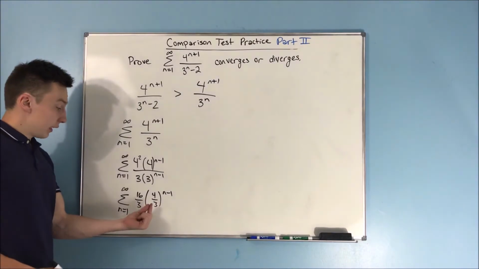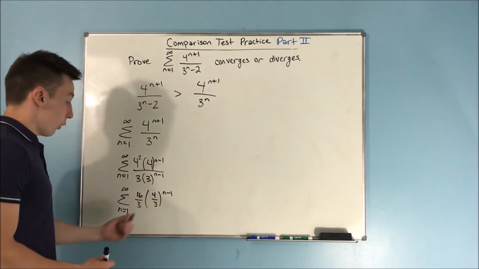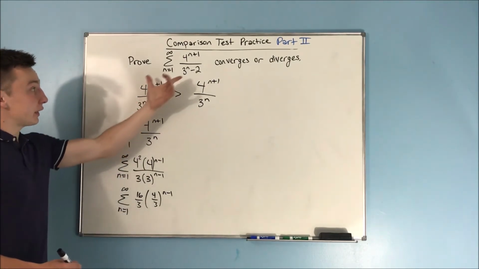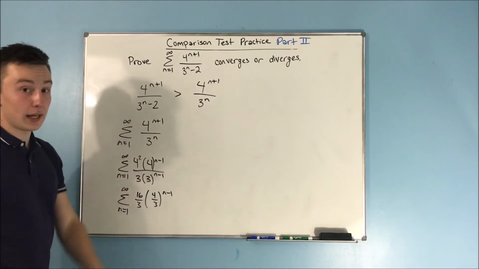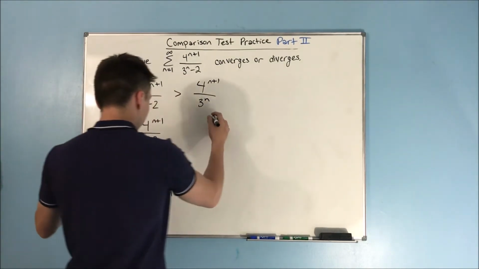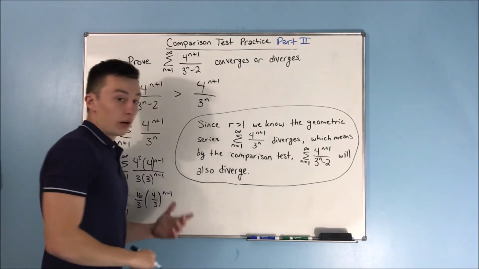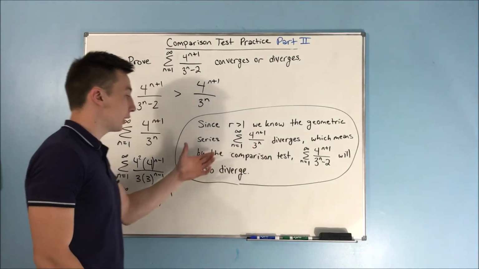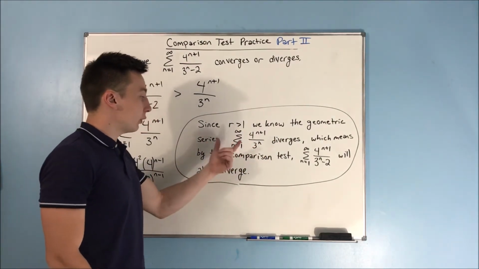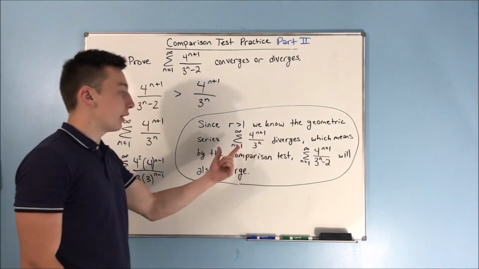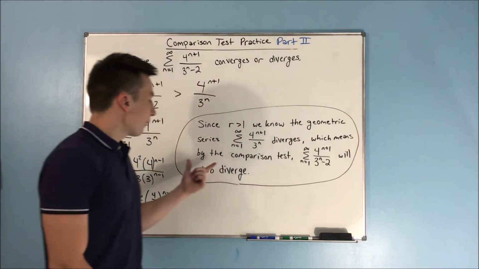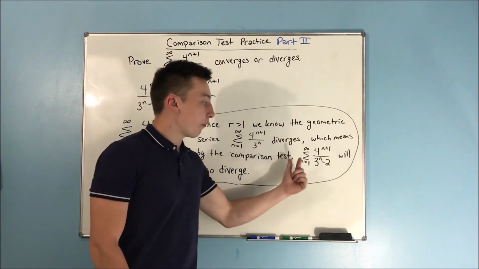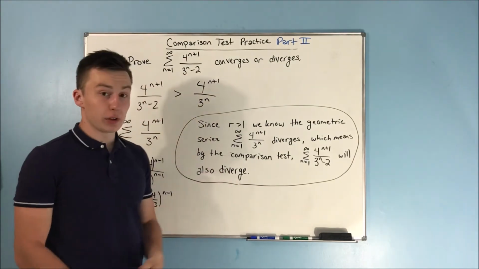Now, since this r is greater than 1, we know that this series diverges, which means that by the comparison test, this series will diverge as well. We can write that out in a couple sentences. That sentence basically says exactly what I just said. Since r is greater than 1, we know that the geometric series, the sum from n equals 1 to infinity of 4 to the n plus 1 over 3 to the n, diverges, which means by the comparison test that the sum from n equals 1 to infinity of 4 to the n plus 1 over 3 to the n minus 2 will also diverge.